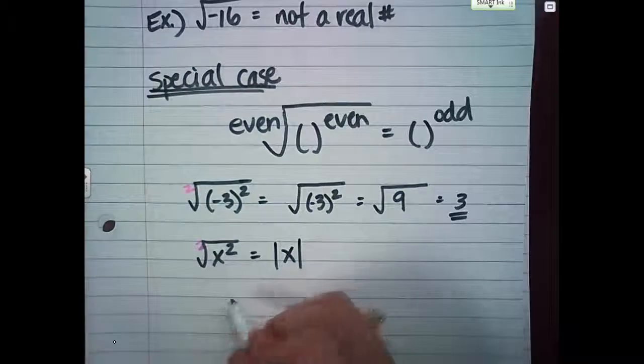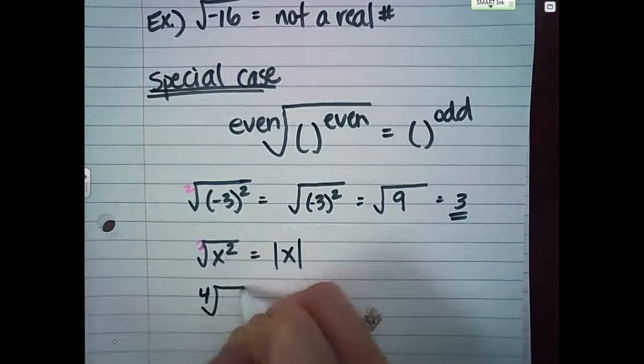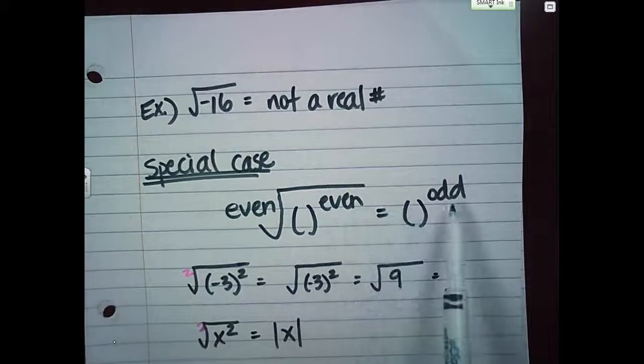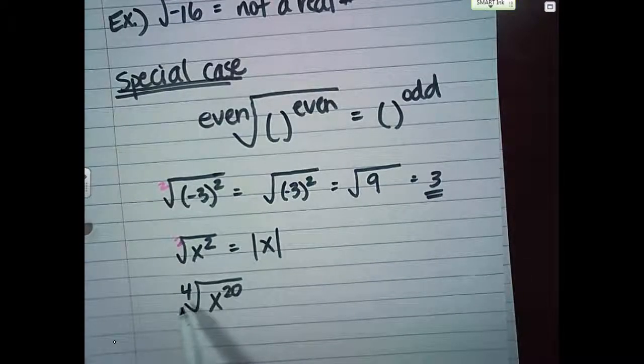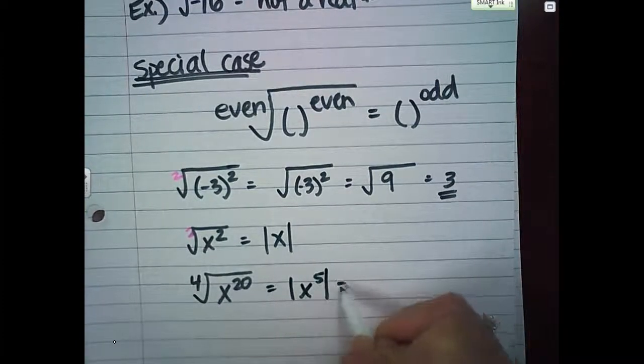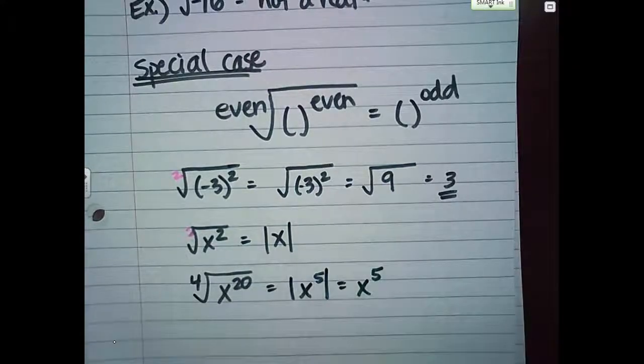Okay, here's another one. If I give you the 4th root of x to the 20th, what you basically need to understand is that this is even, right? 20 is even, 4 is even. What's 20 divided by 4? 5, agree? So the answer is x to the 5th. But in reality, it fits that even, odd rule, doesn't it? In other words, if this is even and this is even, the answer has to be a positive answer. In other words, you want the absolute value of x to the 5th, or a positive x to the 5th.